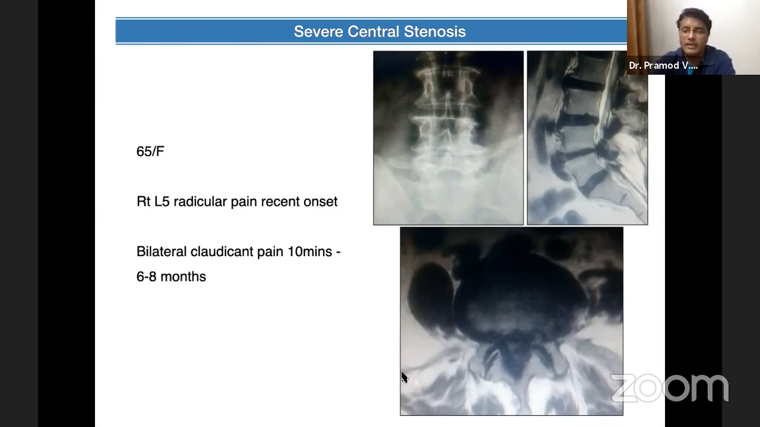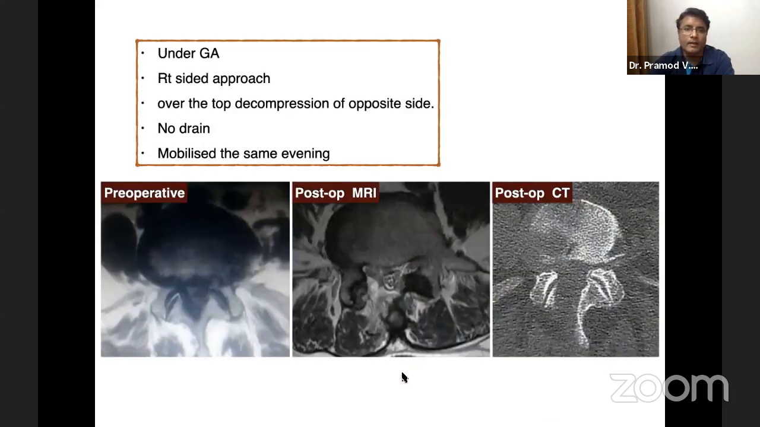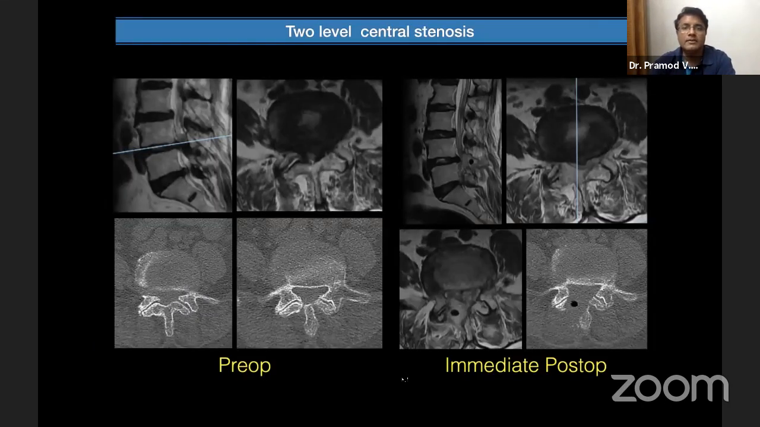So here are a few examples, a very severe central stenosis. And we used a right-sided approach for this patient. And you can see the amount of decompression that we get in the post-operative MRI and the post-operative CT scan. Another case, a two-level stenosis, L4-5 and L5-S1. You can see the post-operative imaging.